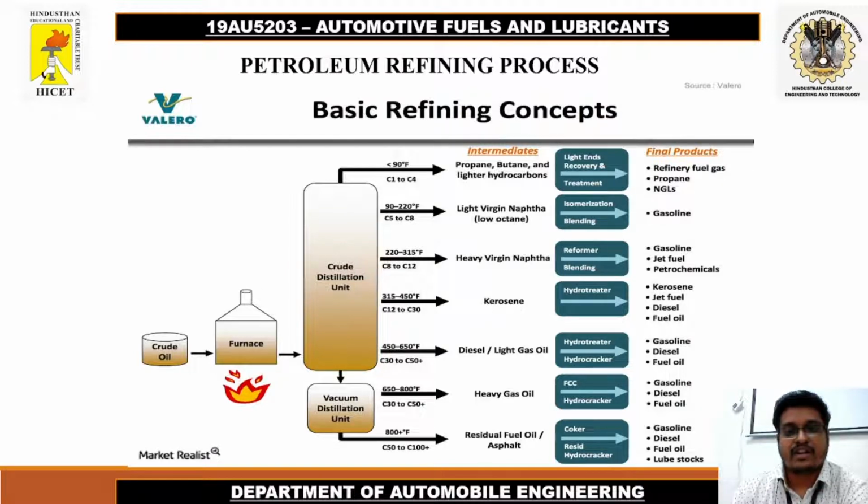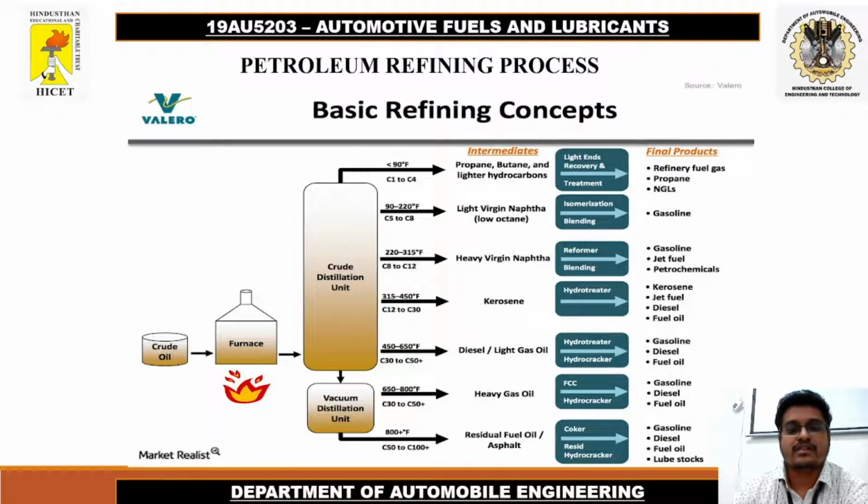At the top of the diagram you can see at merely 90 degrees Fahrenheit, you can get the propane, butane and lighter hydrocarbons as intermediate products, and by having a recovery and treatment chemical process, you will get refinery fuel gas and propanes as final products.